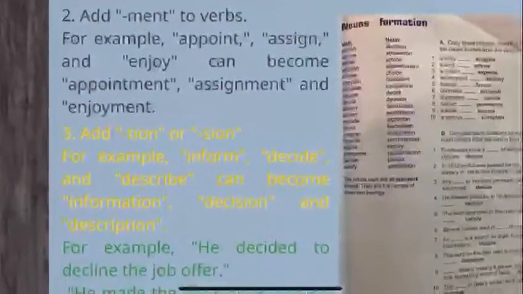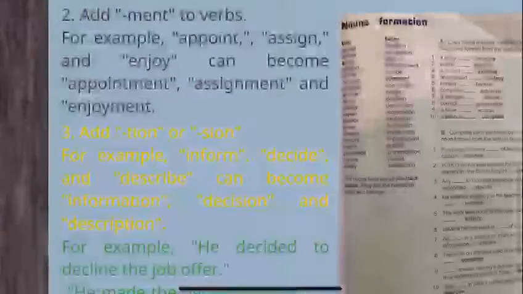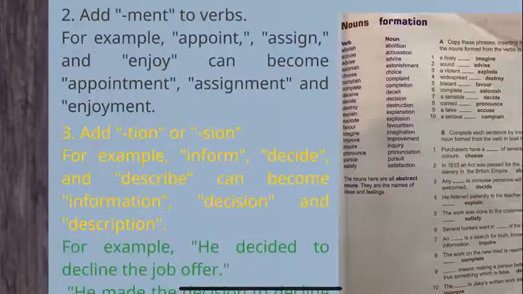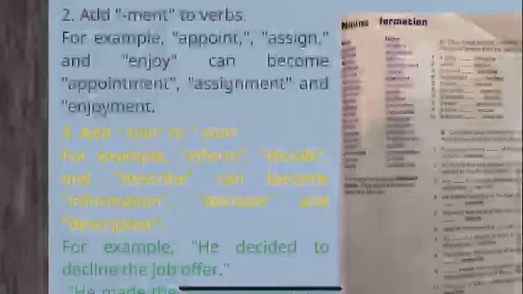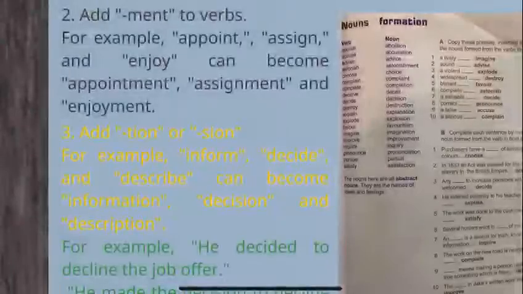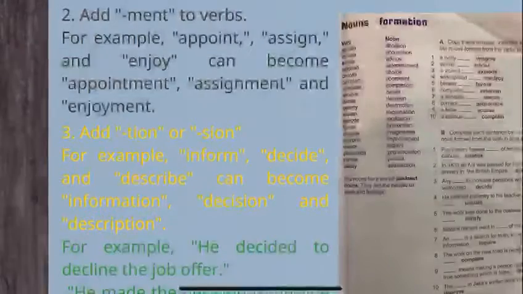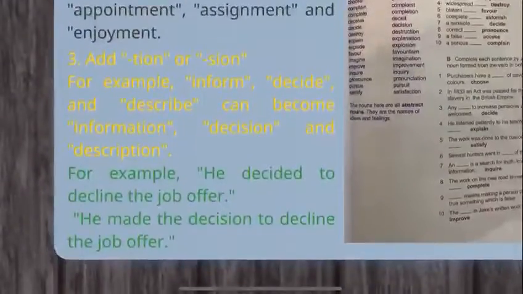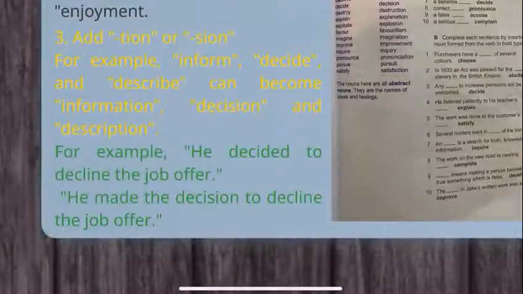So the third way of forming a noun is add tion or sion to the verbs. Like for example, inform, decide, and describe can become information, decision, and description. Understand? So this is how we can create a noun from a verb.